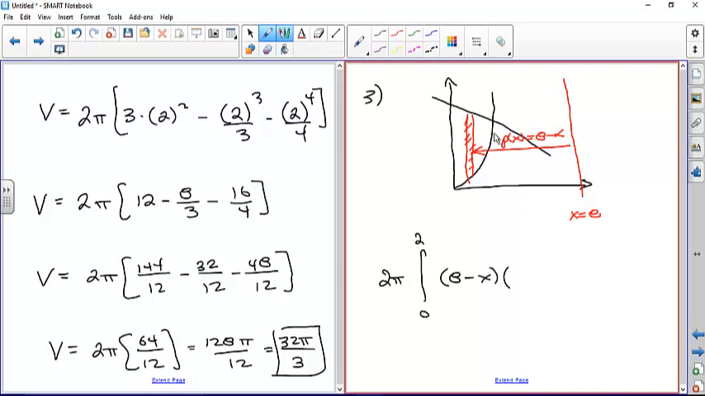Now h of x is the same, so you get 6 minus x squared, and the whole thing times dx. And that's all I was looking for. I was basically looking for you to do that.